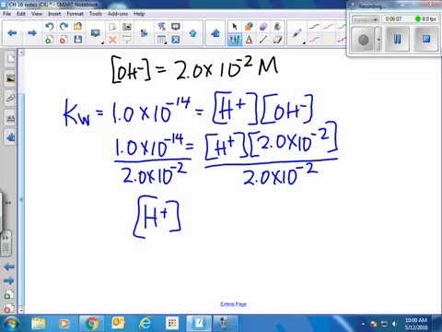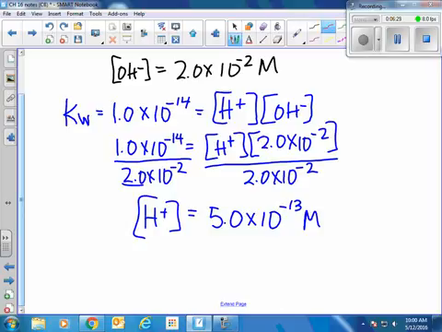And you guys can see that I have two significant figures here in my concentration of my hydroxide, so I'd have to do the same for my concentration of my hydrogen. And that's to the negative 13th. And again, that's molarity. You can use brackets or you can use the M.